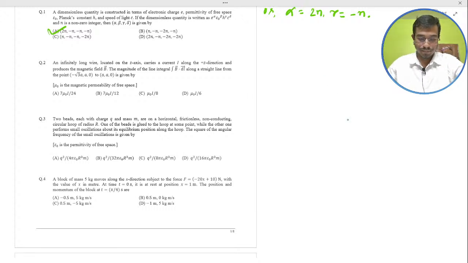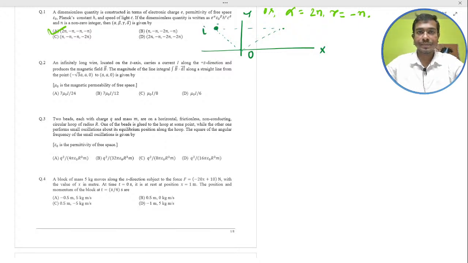This is the diagram. This is 0, x and the y. This is initial point. This is final point. This angle is pi by 4 and that is the pi by 3.